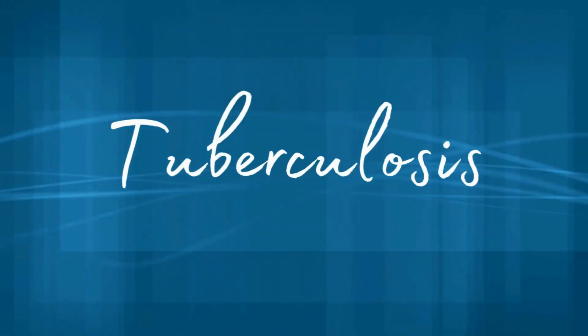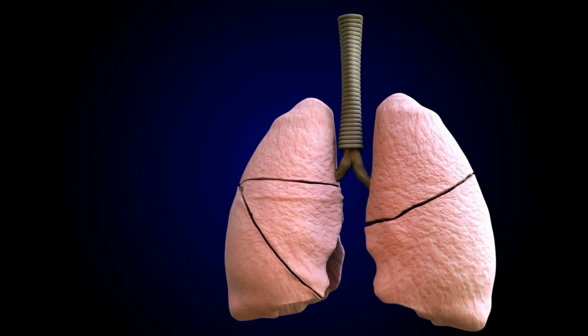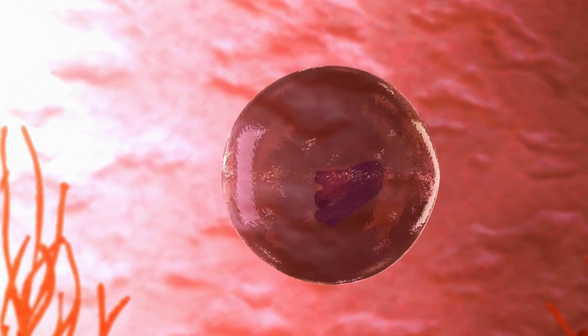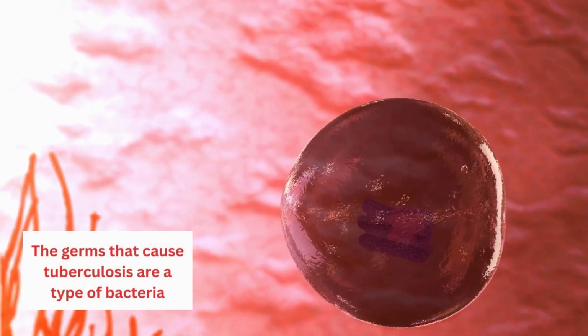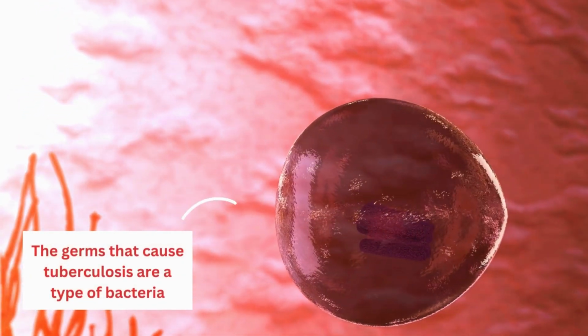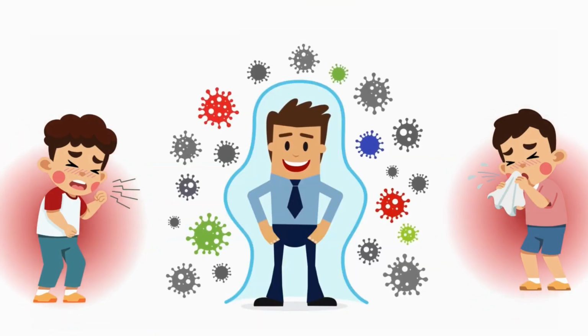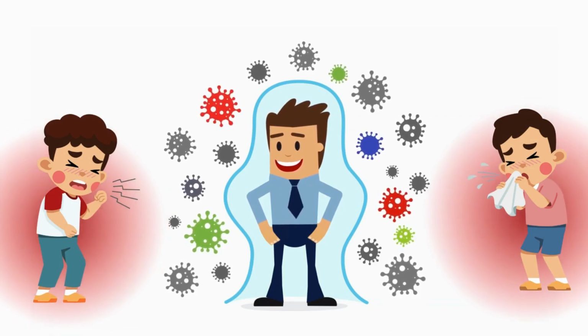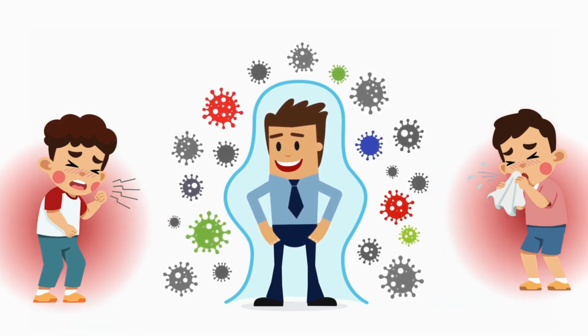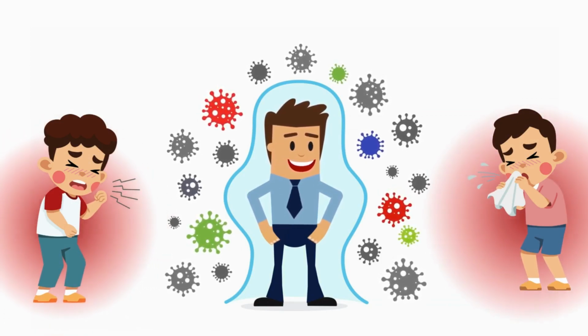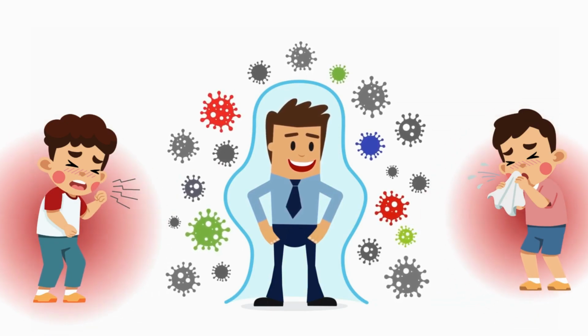Tuberculosis, or TB. A serious illness that mainly affects the lungs but can also affect other parts of the body, such as the spine. The germs that cause tuberculosis are a type of bacteria. It can spread when a person with the illness coughs, sneezes, or sings. This can put tiny droplets with the germs into the air. Another person can then breathe in the droplets and the germs enter the lungs.